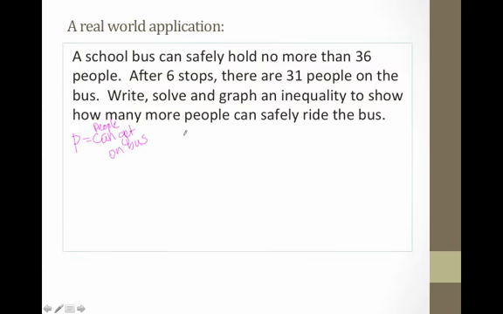Okay, I know that if the bus were empty, the number of people who get on the bus, P, would be less than or equal to 36. But I already have 31 people on there. So 31 people plus some number of people has to be less than or equal to 36. Well, again, I can subtract 31 from both sides and not affect my inequality. I end up with P is less than or equal to 5. So I'm going to graph my inequality.